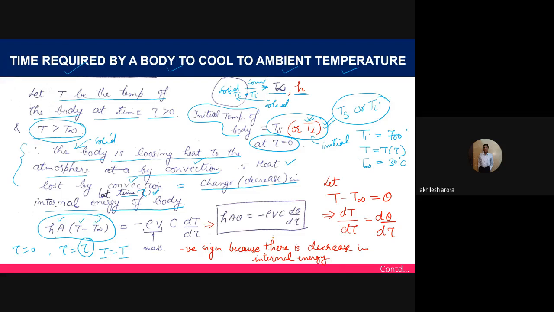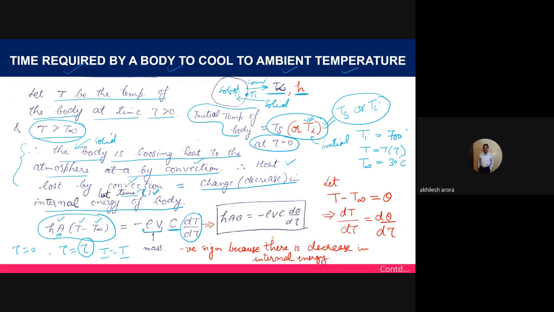Now what is this A? This A is the surface area of the solid, and that should be equal to the change in internal energy, or rate of change of internal energy. And you can see it here. This is rho into volume into specific heat of the solid into dT by d tau. So this is basically the rate of change of temperature with respect to time.